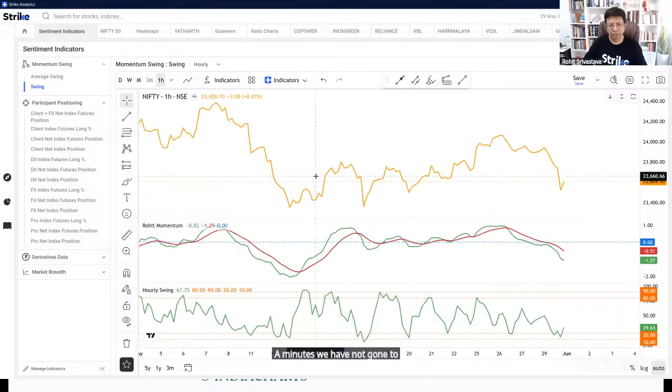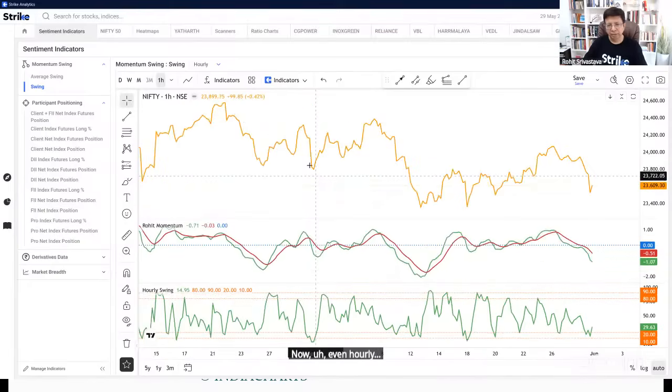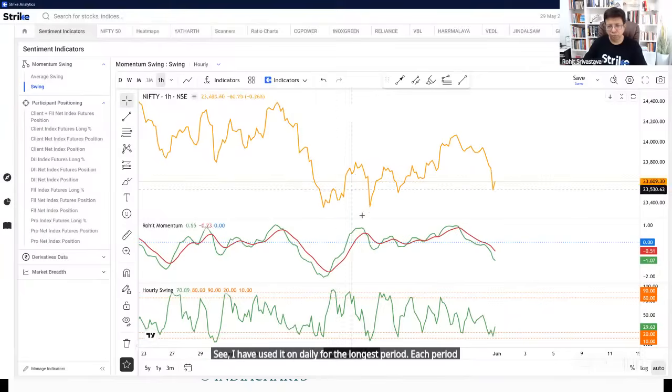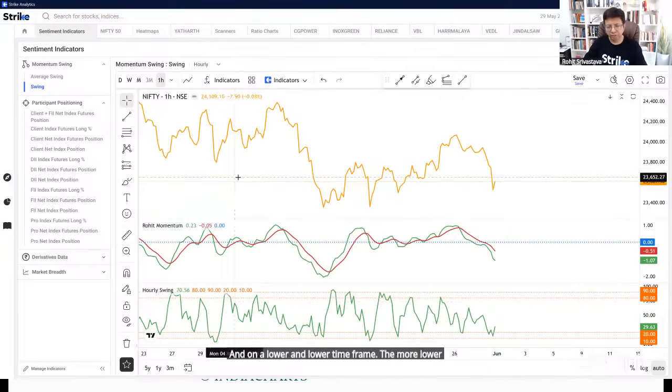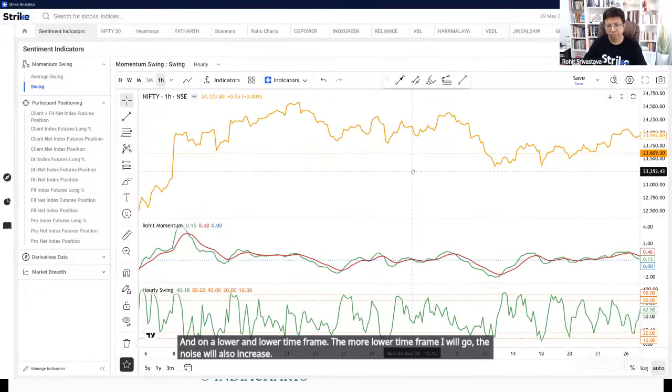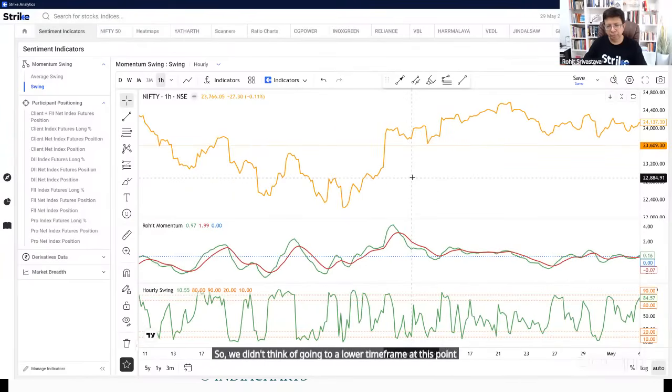Because everything requires an iteration. Even hourly, I have used it on daily for the longest period. Each period, you have to also get used to how it works, how well it works for you. The lower the time frame I go, the noise will also increase. So we didn't think of going to a lower time frame at this point of time. I don't know whether the need is there or not. I also don't know.